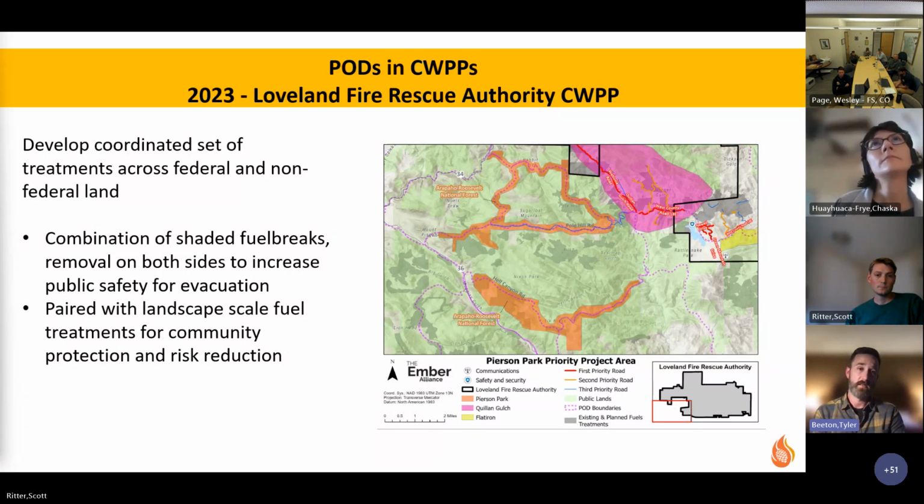Then you notice the pink blob there is where they're trying to pair those pod treatments along roads with some more landscape scale fuel treatments within those pods for community protection and future fire risk reduction. So this is one good example, I think, of coordinating a set of treatments on non-federal lands in the ARP, and also thinking about how you might want to prioritize treatments along both pod boundaries and within those pod boundaries.